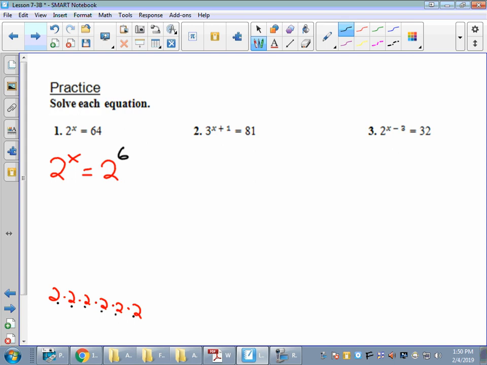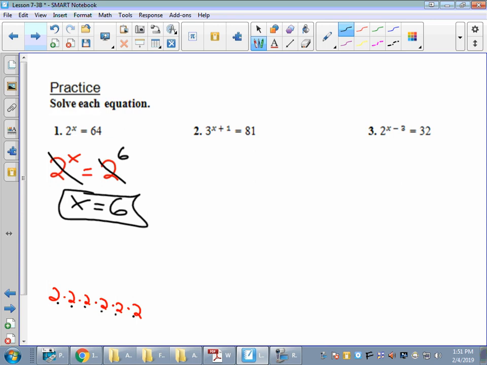We said 2 times 2 times 2 times 2 times 2 times 2 equals 64. So now we're ready to go. We can get rid of these and set our exponents equal to each other. X equals 6, and we're done. Simple as that.